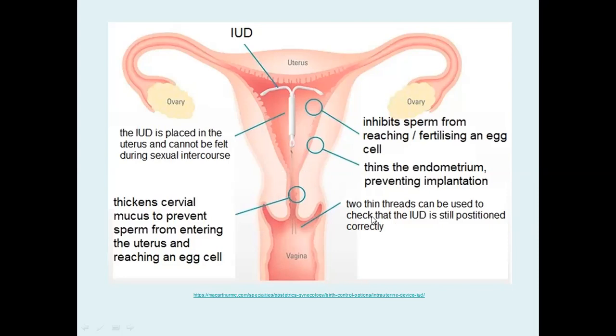And then here you can see the 2 little thin threads that pass from the uterus through into the vagina. And the purpose of those threads is so the female can check every now and again that the IUD is still positioned correctly and in the uterus. It is possible for the IUD to fall out. Okay, it's not likely, but it's possible. And so by feeling those 2 thin threads, a female can tell whether the IUD is still there.